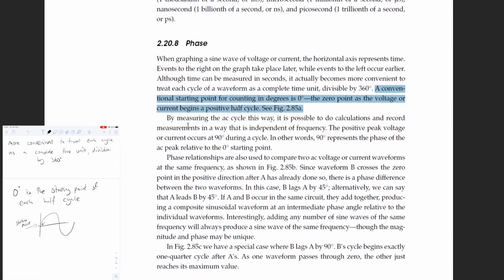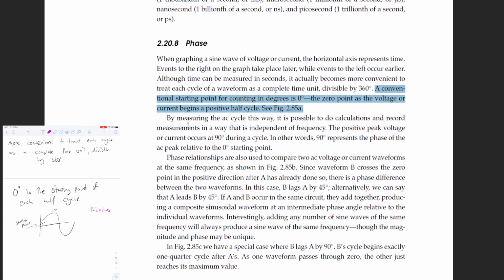Okay. So by measuring the AC cycle this way, it is possible to do calculations and record measurements in a way that is independent of frequency. So what's frequency again? Frequency is how many times it does it per second. But we're just saying, okay, forget about that then. We will look at it in terms of the positive peak being here at 90 degrees. Okay. So let's just put this here.